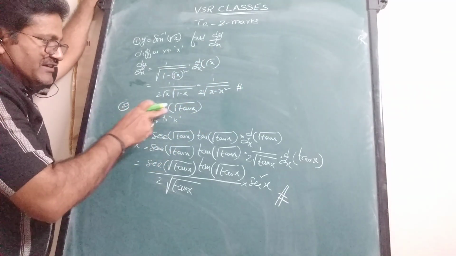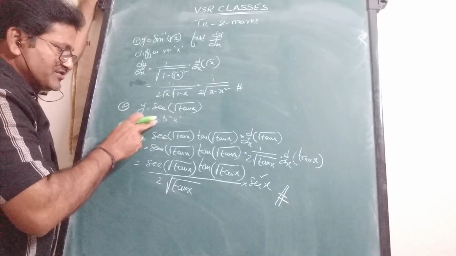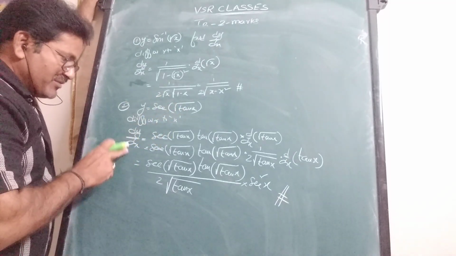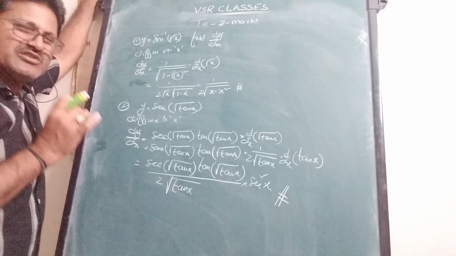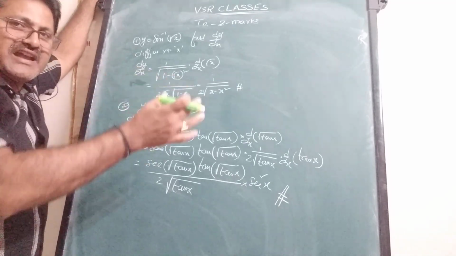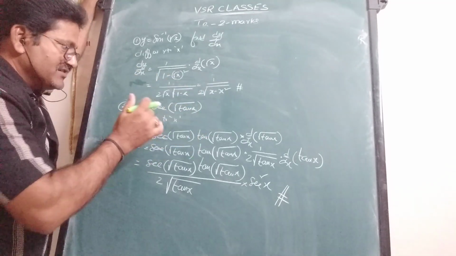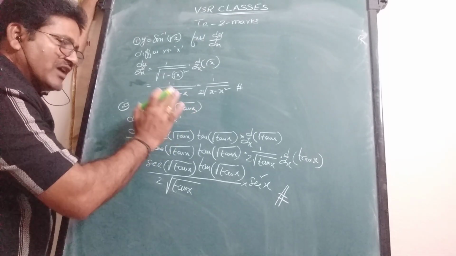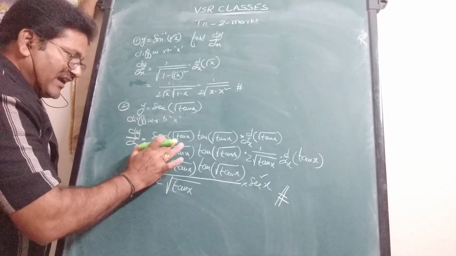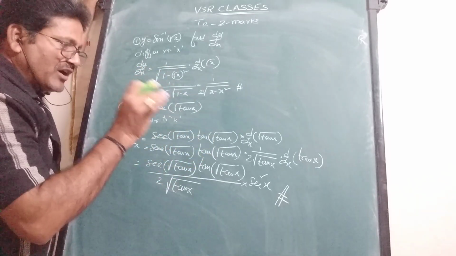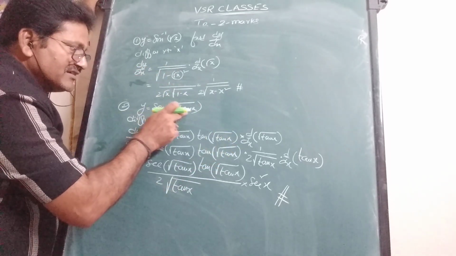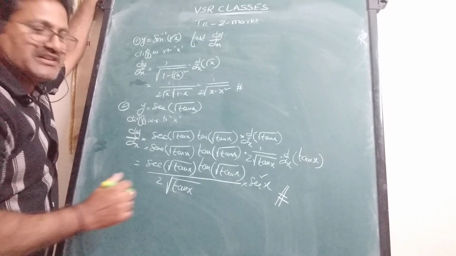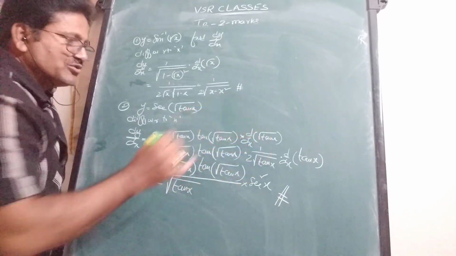y is equal to secant of root tan x. Differentiation with respect to x. dy by dx is equal to, what is the derivative of secant x? Secant x tan x. So derivative of that, we are assuming this total value as x. So secant x tan x into whatever we assumed, this derivative will be there beside of that.